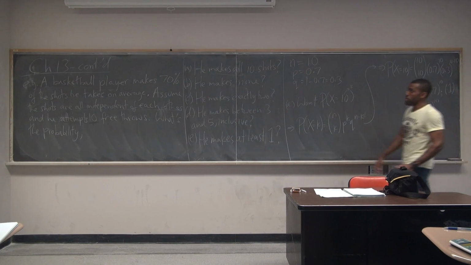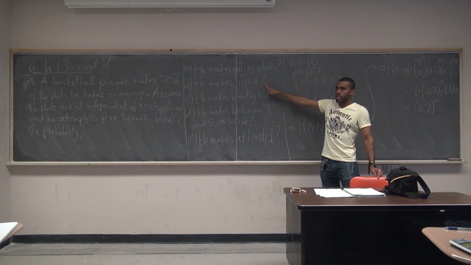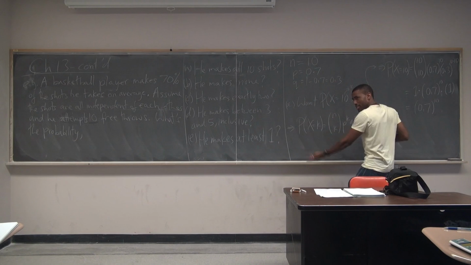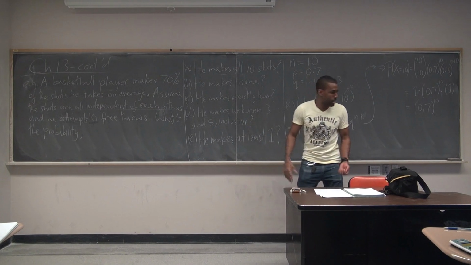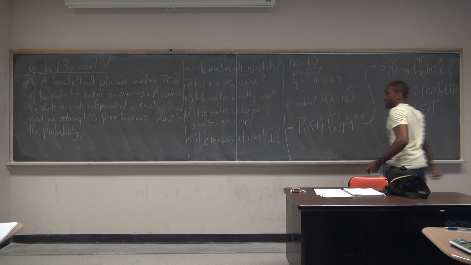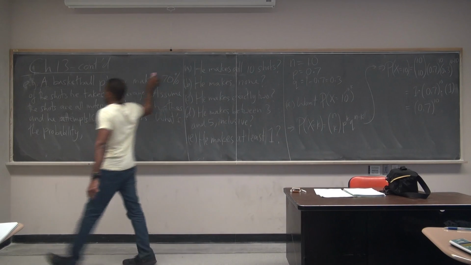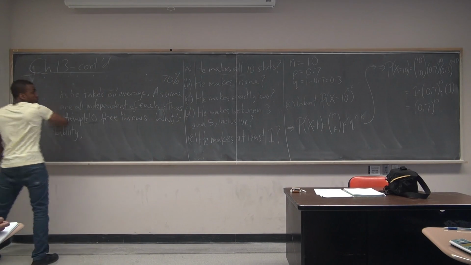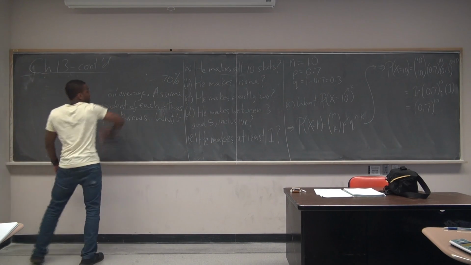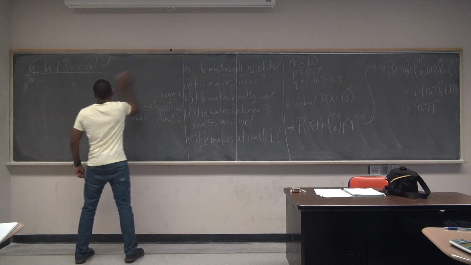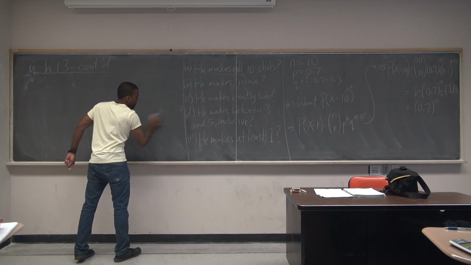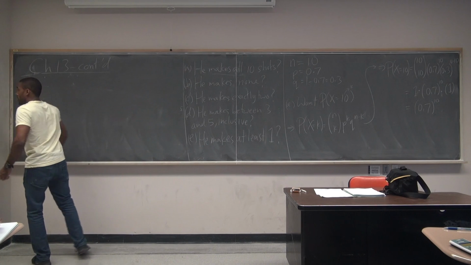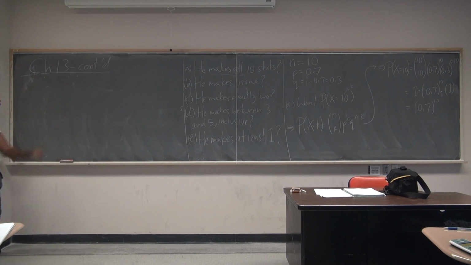In fact, what's the probability that he makes none? It would just be 0.3 to the 10, right? Let's just go through the motions though, set up the formula, and I'll show you that you'll actually get the same thing, right? And then the rest of them are going to be C and D anyway. So B.